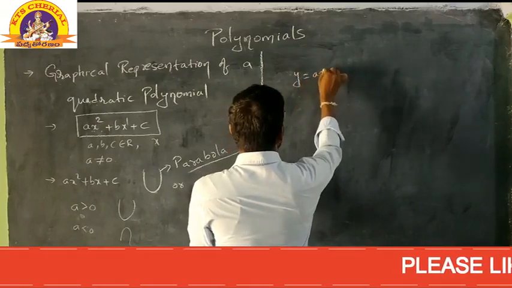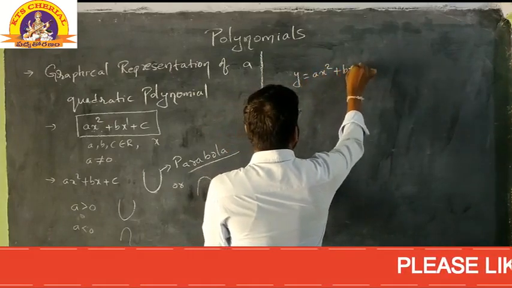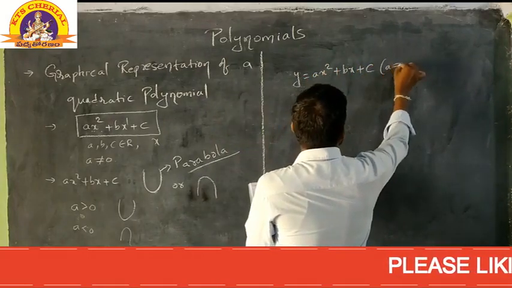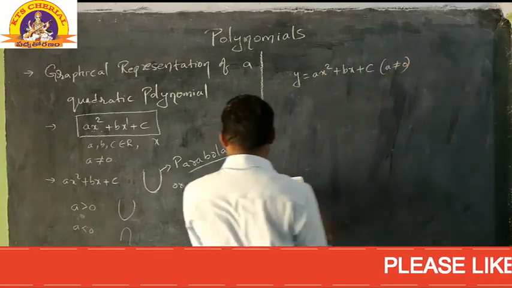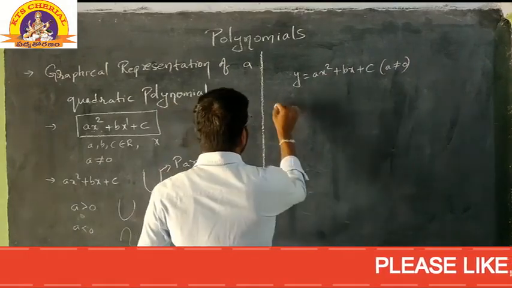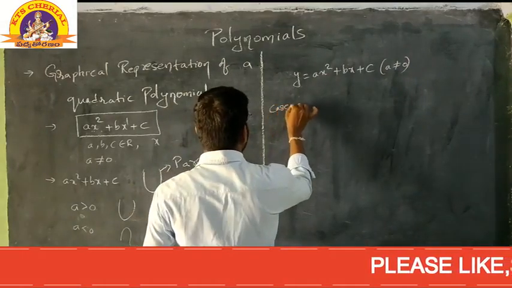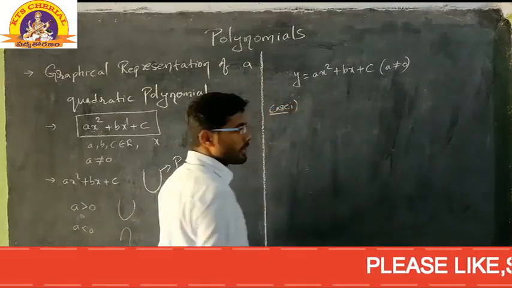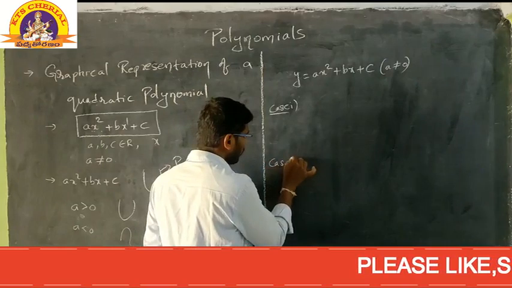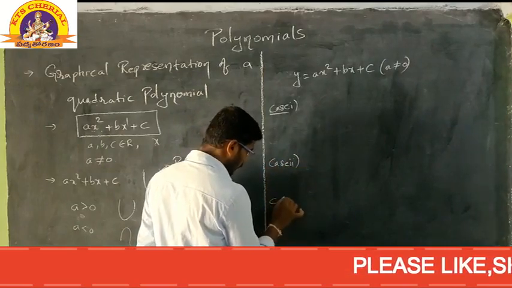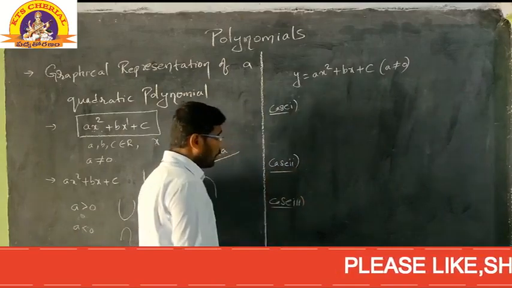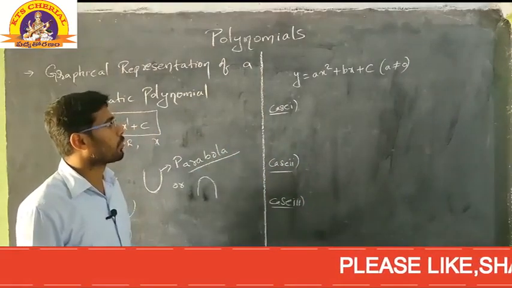If y equals ax square plus bx plus c, if this a value is not equal to 0, this is a quadratic polynomial. In this, again, you have three cases. If you find its zeros, you have three cases: case 1, case 2 and case 3. What is case 1?